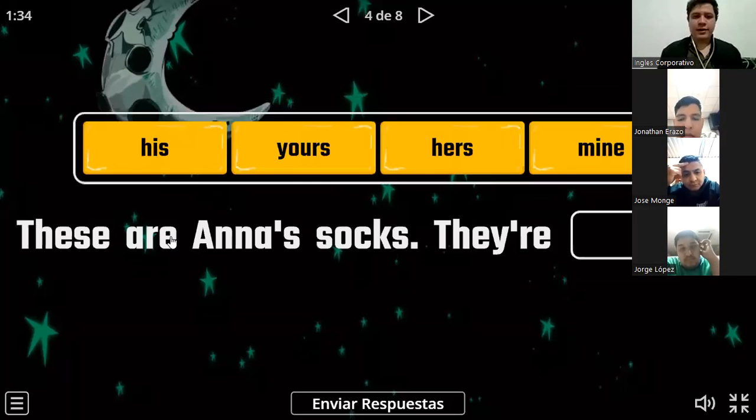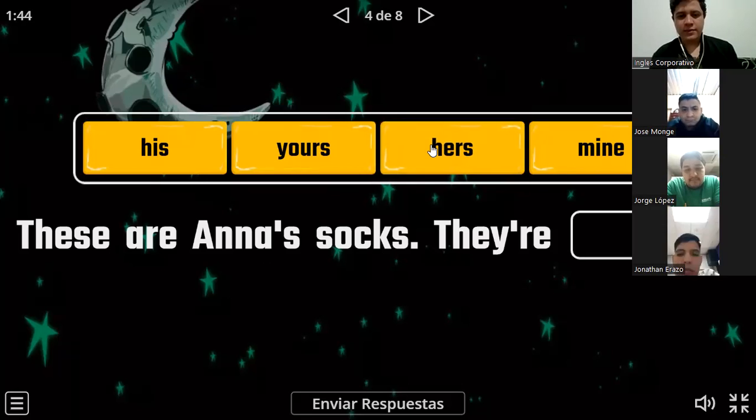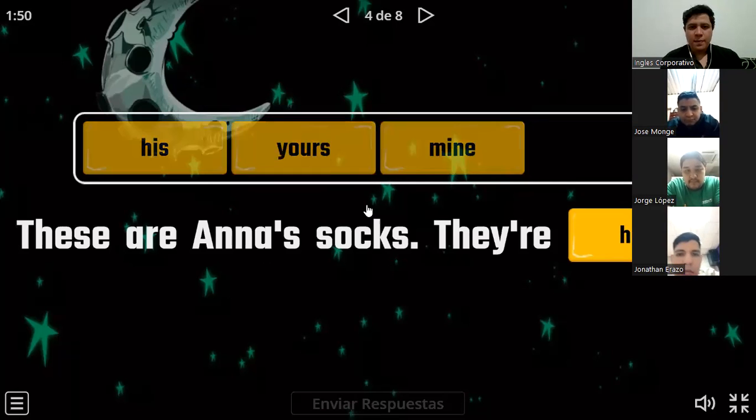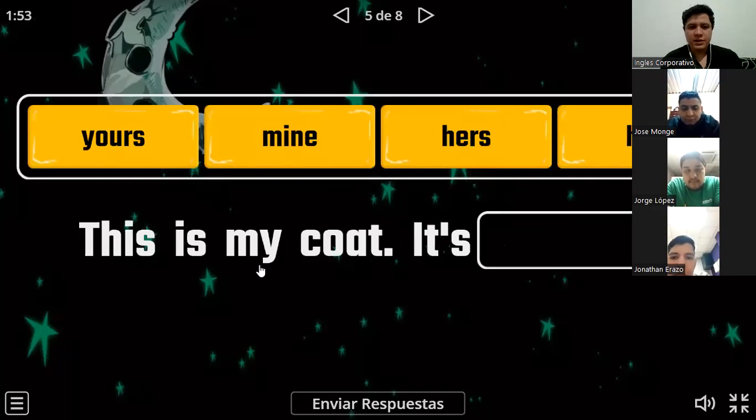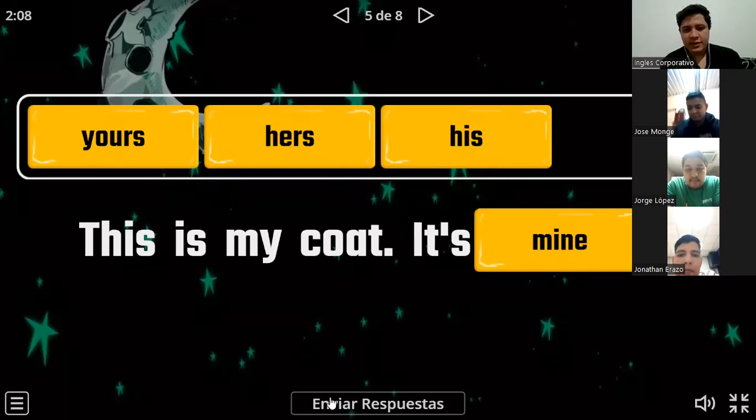Veamos otro ejemplo, right? So these are Anna's socks. They are. Which one? Okay, let's see. Hers. Yeah, Jose, Jamie, let hers. Son suyos, right? Hers, recordemos, hers. Perfect. Now let's see this one. This is my cat. It's, which one, guys? ¿Cuál, chicas? ¿Cuál, what do you think? Jamie, mine. Okay. Jonathan, mine. Perfect. It's mine. Very nice, guys.